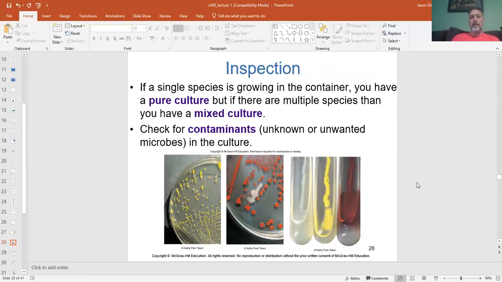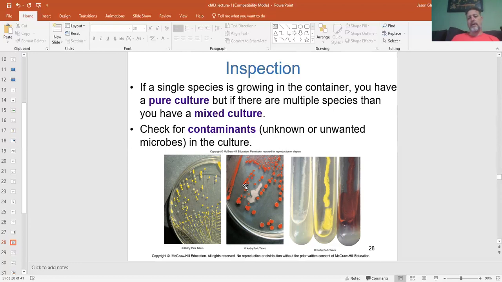You need to inspect it. Did you have a pure culture? A pure culture is one where there's only one type of species, like this yellow one right here in the middle. There's only one species in this. A mixed culture is where you've got two. So over here you have the yellow and there's white ones in here too. And they're kind of spread throughout. So that was a mixed culture.